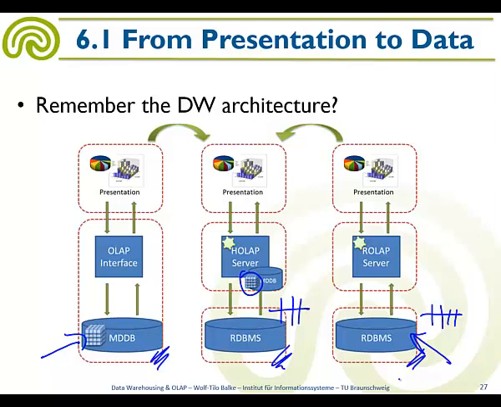So if we talk about relational implementations, we usually talk about ROLAP for relational OLAP. If we talk about multidimensional storage, we usually call it MOLAP for multidimensional OLAP, and if we talk about a mixture of the two, we usually call it HOLAP for hybrid OLAP, because we use both technologies.